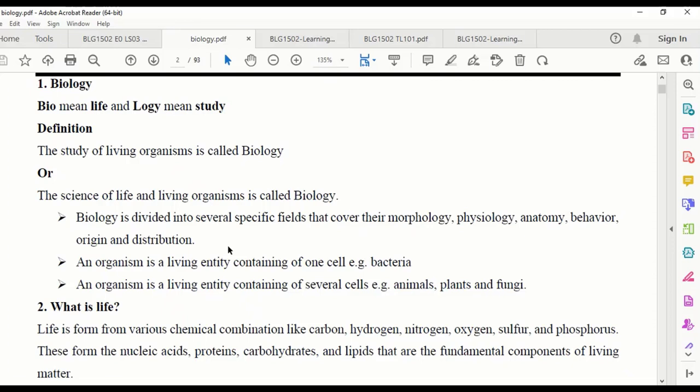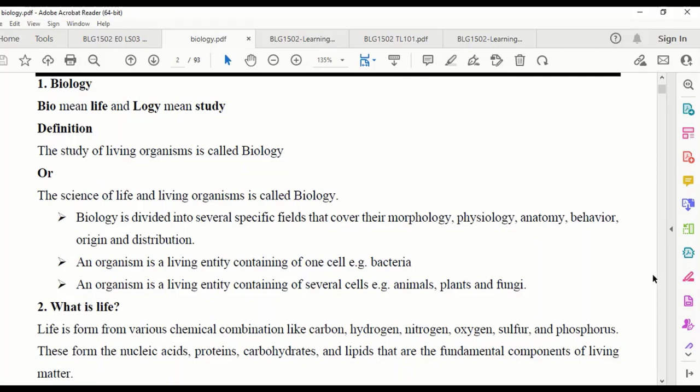An organism is a living entity containing one cell. For example, bacteria, we're going to go through that. An organism is a living entity consisting of several cells. For example, animals, plants, and fungi.